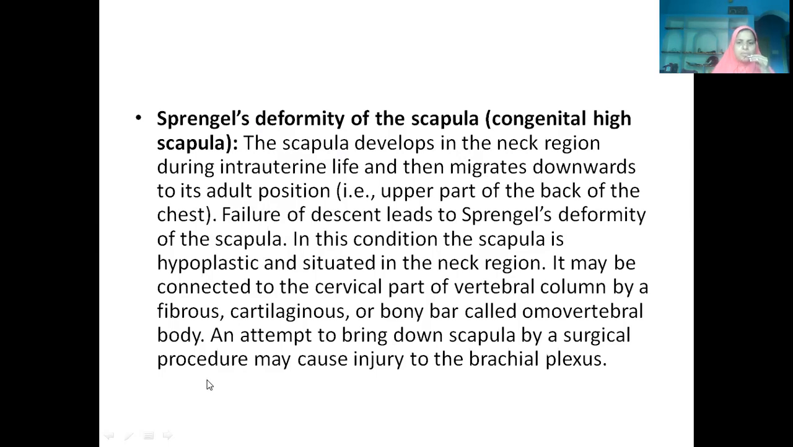Generally this is corrected by a surgical procedure so that there is no disturbance to the brachial plexus. Otherwise, the brachial plexus comes from between the cervical vertebrae. What is the root value we have? C5, C6, C7, C8 and T1, isn't it? So if the scapula is lying high, all the roots of the brachial plexus will be compressed. So that surgery is usually done to bring the scapula to its normal position. So this one clinical condition you can remember, Sprengel's deformity.